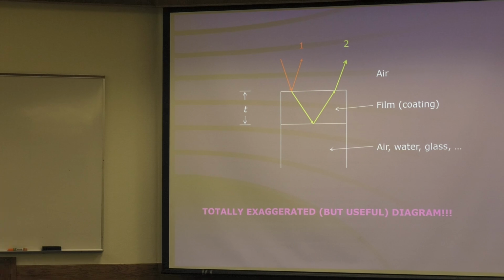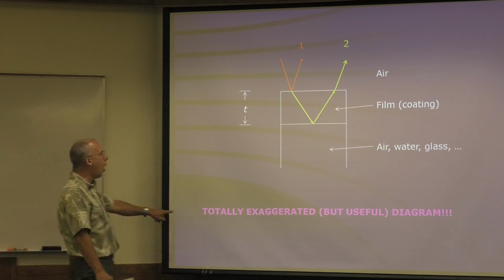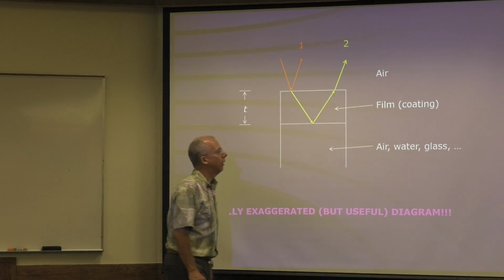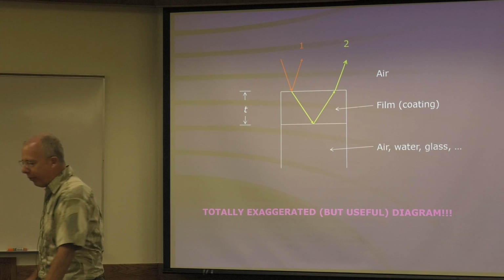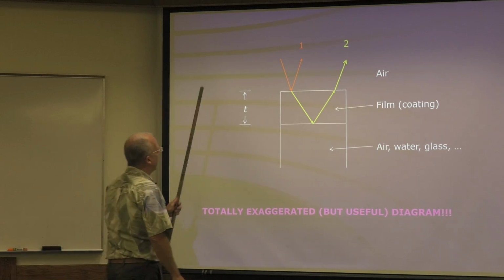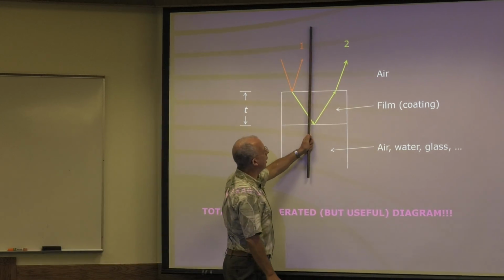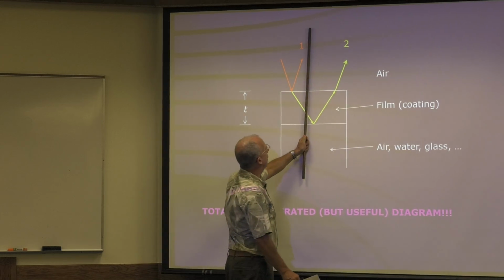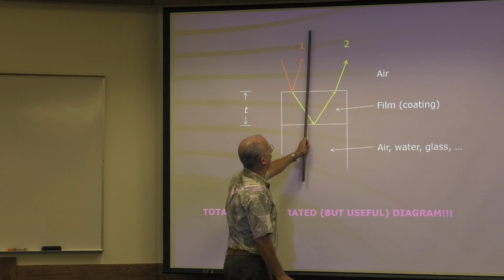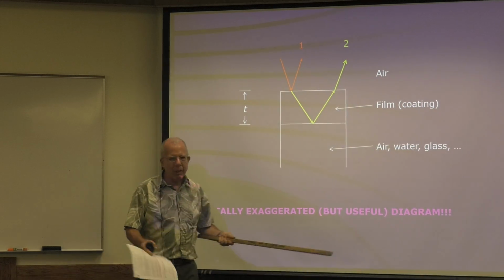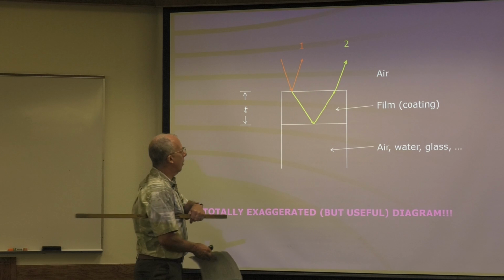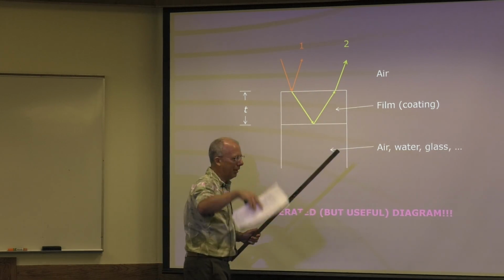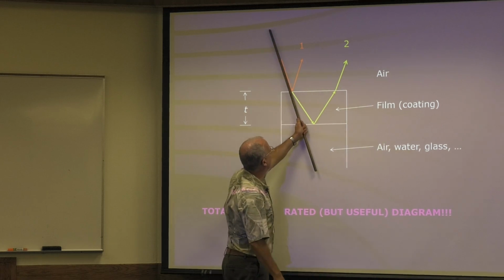So let's go. First of all, this is a totally exaggerated but useful diagram. What are you talking about? When you read the problems, they always say that the light is perpendicular to this thin film or whatever, right? So the light is really perpendicular. But if you draw it that way, it would be really hard to interpret. So it's much easier to forget about that and have the light come in at some angle, all right?